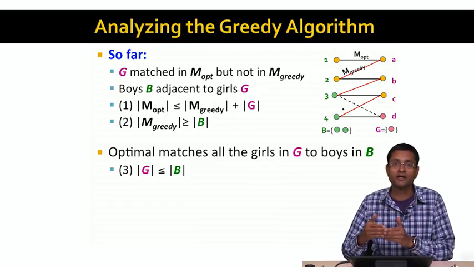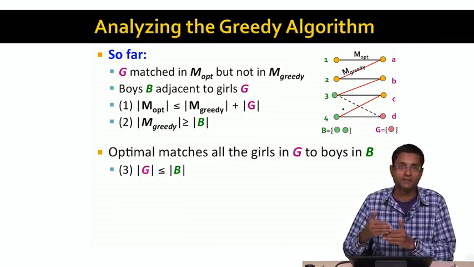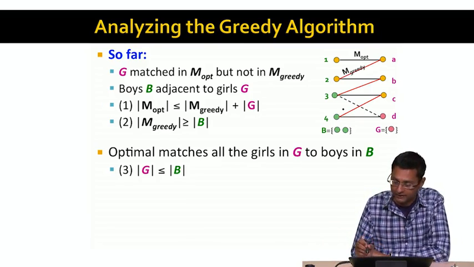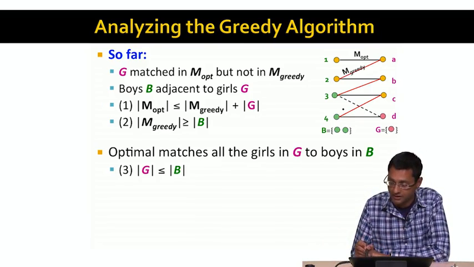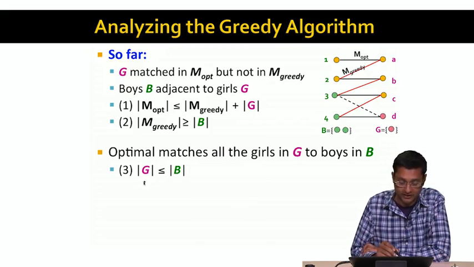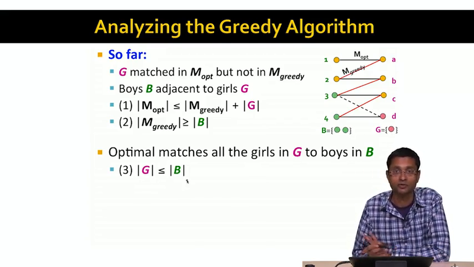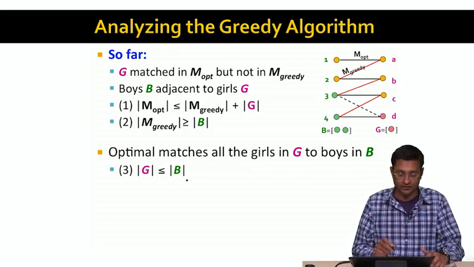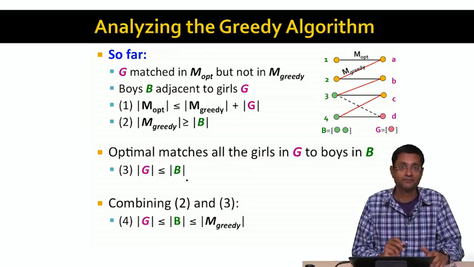Therefore, there should be at least as many boys in B as there are girls in G. Otherwise, we couldn't find the matching. So for example, in this case, notice that the set G has one girl, but the set B has two boys. So this equation is saying that 1 is less than or equal to 2, which is obviously true. So let's call that equation 3.